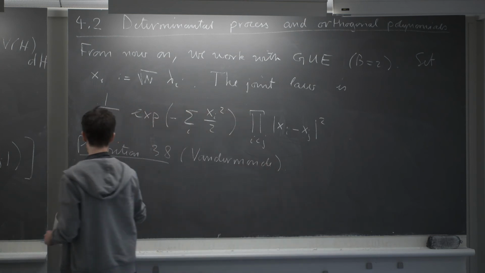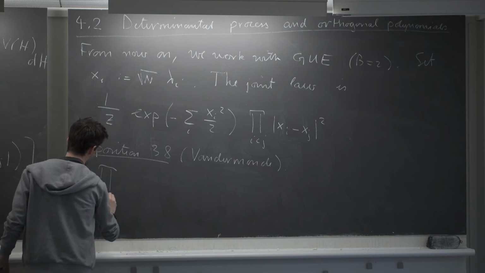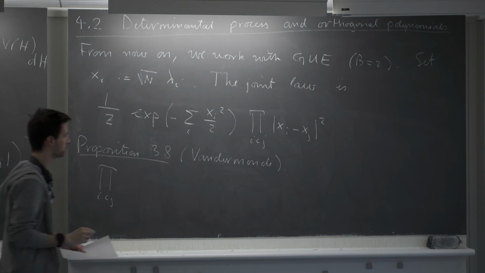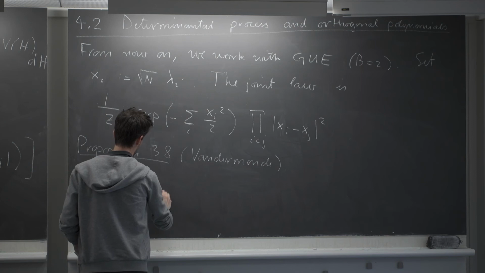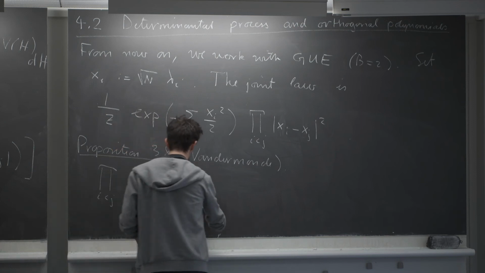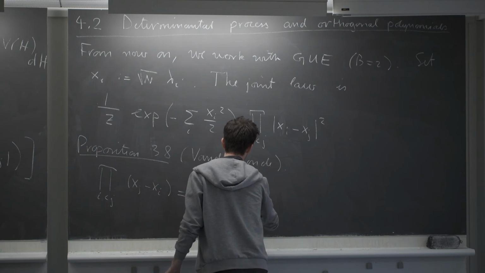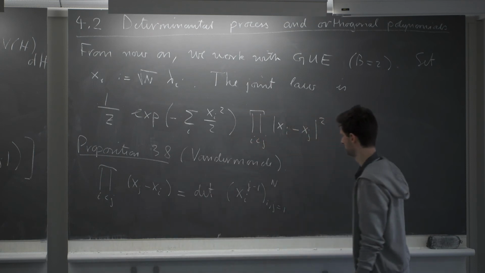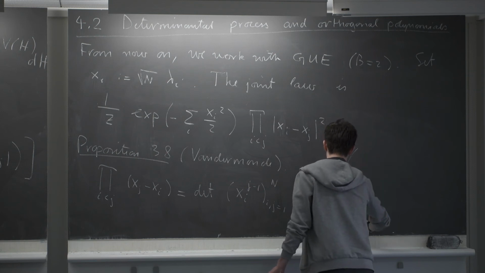So the claim is that for any real numbers x1 up to xn, or even complex numbers, this is equal to the determinant of the following matrix, xi to the power j minus 1. Okay? Is this clear? So this is the determinant of the following matrix.